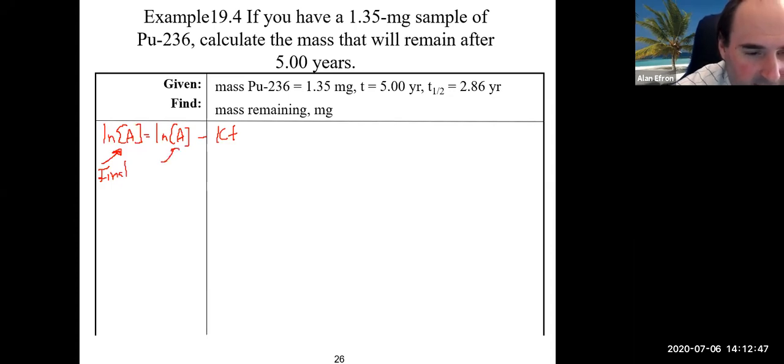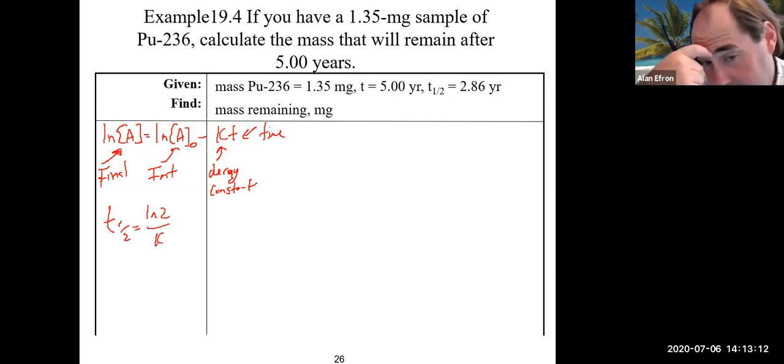The first A over here, which has the naught that I missed, is your initial concentration. And again, the K here is the decay constant when you're doing chemical kinetics, but our decay constant here is in nuclear kinetics. And again, T is time. And again, that goes with our half-life equation, which is natural log of 2 over K. So in this case, we're looking for how much will remain at the end of 5 years.